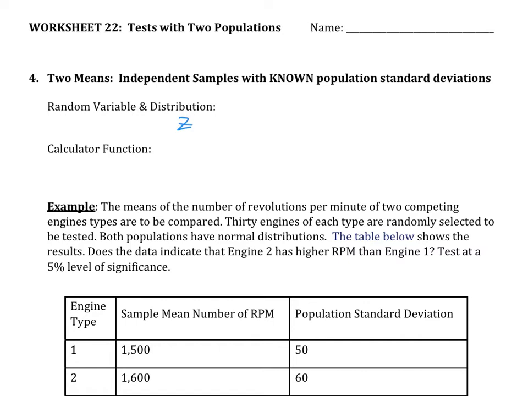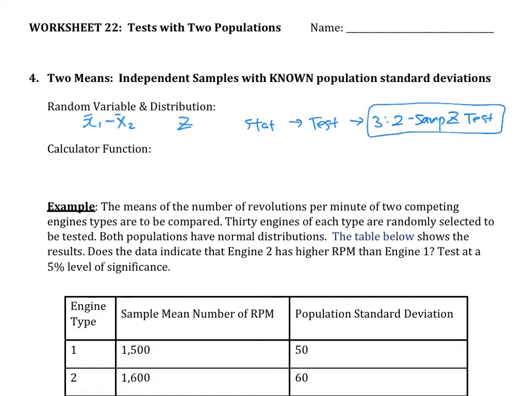Random variable, you don't have to worry too much about it. It's just x bar 1 minus x bar 2. We're just looking at the difference of two sample means. The calculator function we're going to use is kind of the same stat. We're going to go to test. We'll look at the third option. It says two sample Z test.